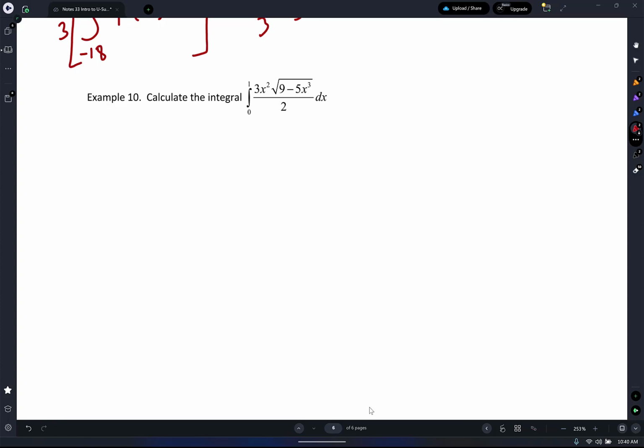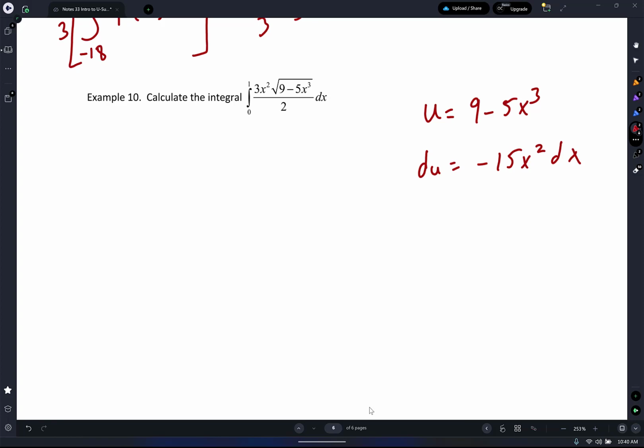What is my u going to be on this one? I'm thinking 9 minus 5x cubed. Why? Because if you take the derivative, it will have an x squared. That's right. If you take the derivative, guys, you're just looking for how they're related. It's not a polynomial because of the square root, but when I take the derivative of 9 minus 5x cubed, I'm going to have an x squared, and you have an x squared on the outside. So your du is going to be equal to -15x squared dx.